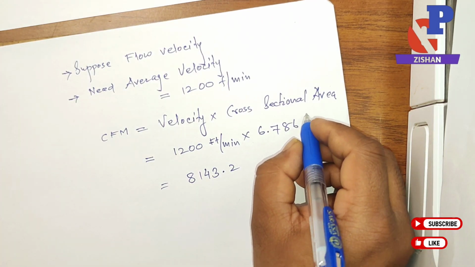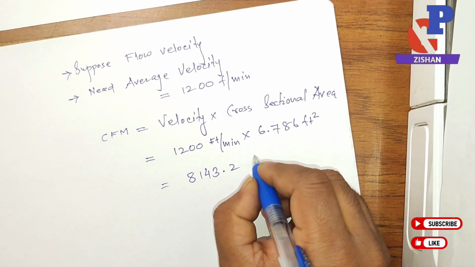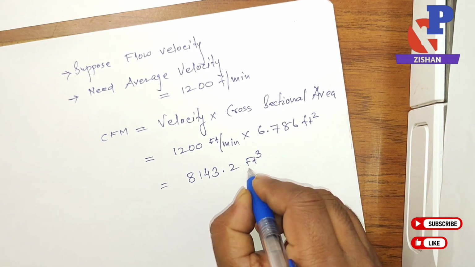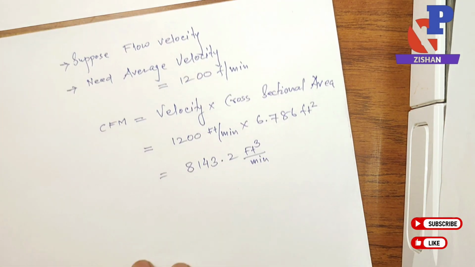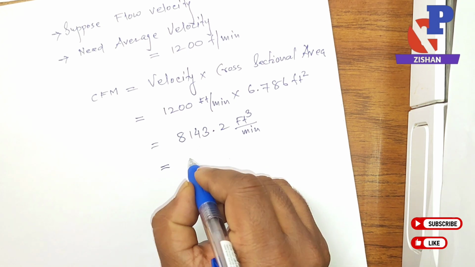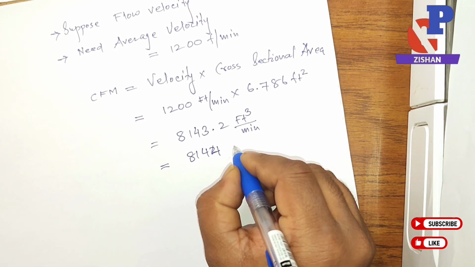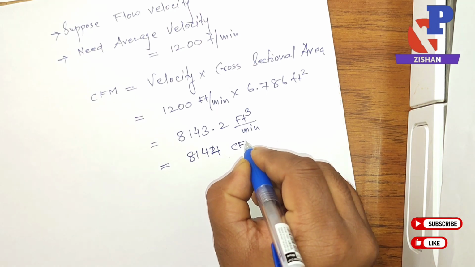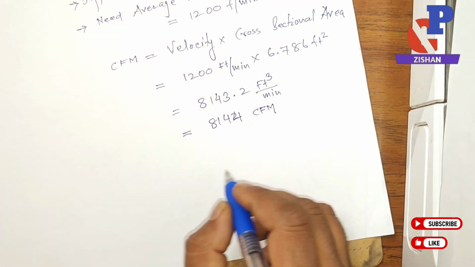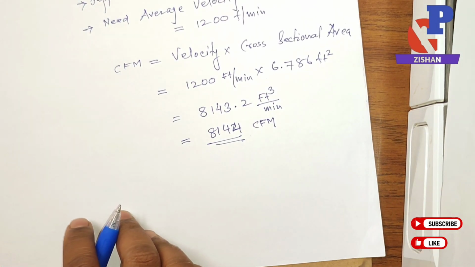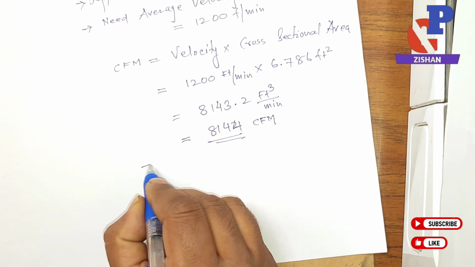After calculation, we multiply the velocity by the cross sectional area of 6.768, and we found 8143.2 feet cube per minute. That feet cube per minute is the CFM. Okay, that gives you the CFM. The approximate value is 8144 CFM.